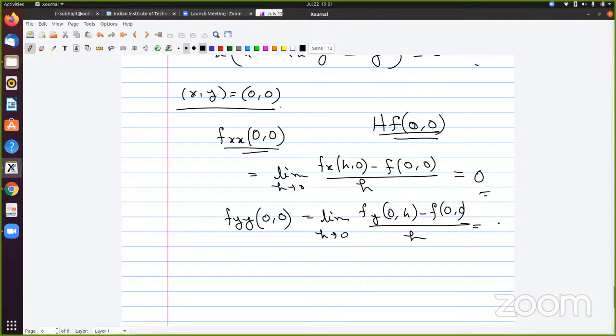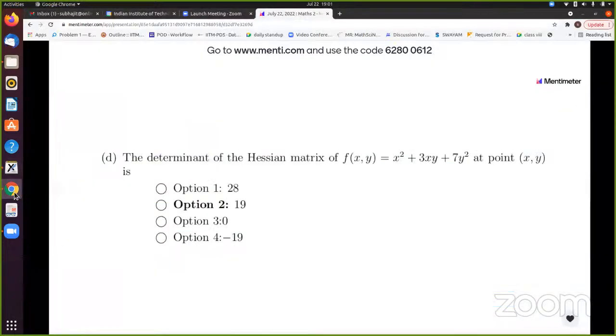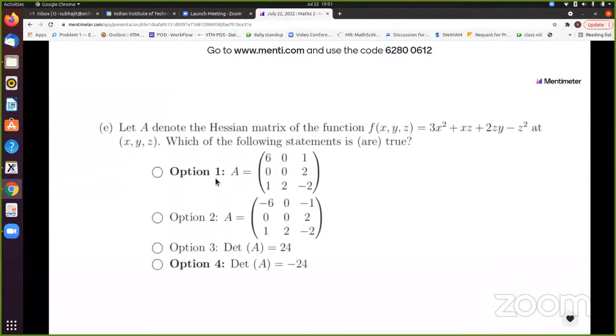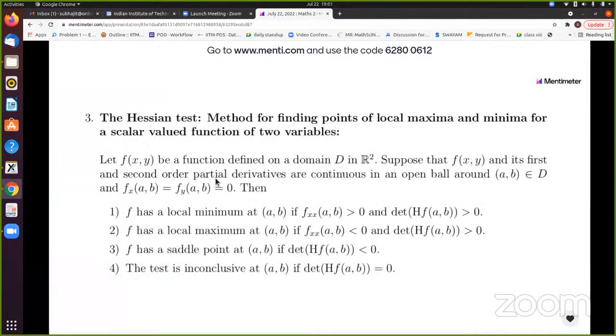Then in this particular case, the determinant is plus 1, but fxx is 0. So what do we conclude on that? What was the condition for that? It's either fxx greater than 0 or less than 0. So the test is here. What will we do now? The determinant is positive, but fxx is neither greater than 0 nor less than 0.